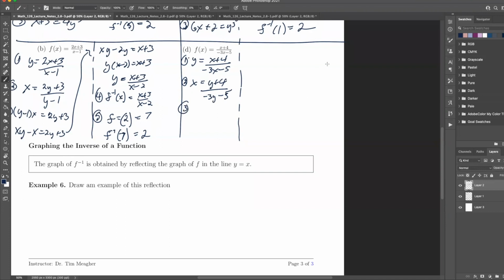All right, so here we do this again. So what do I do? Same thing we did last time. We're going to clear out the fraction. So I'm going to have minus 3y minus 5 times x equals y plus 4. Distribute that out, so I have minus 3yx minus 5x equals y plus 4. We're going to move everything to one side. So here, minus 3yx minus y. Move the 5x over, so it'll be 5x. Leave the 4 there.